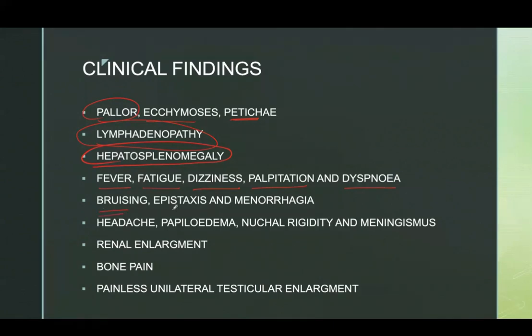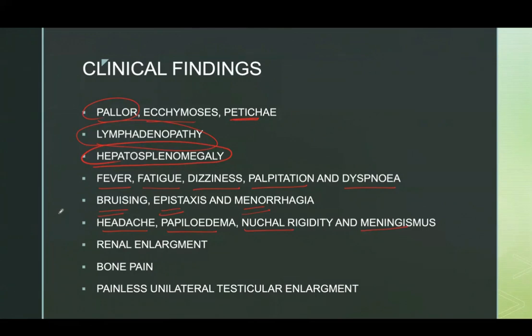Then you can find bruising, epistaxis, and menorrhagia, all these bleeding manifestations due to thrombocytopenia. Then you can find headache, papilloedema, nuchal rigidity, and meningitis. All these are CNS manifestations of hematological malignancies. Due to CNS infiltration, you will get a headache. If they complain of headache, you can look for papilloedema.